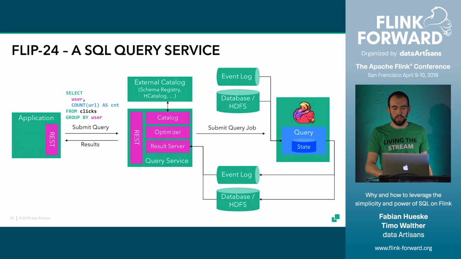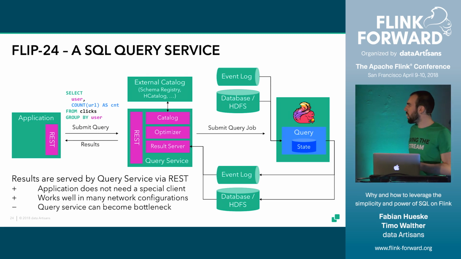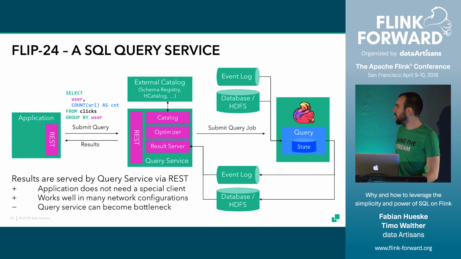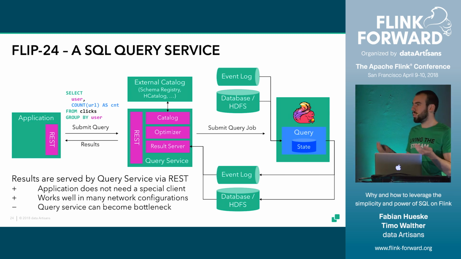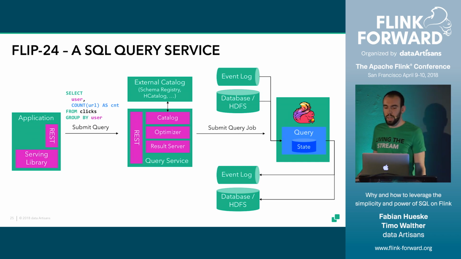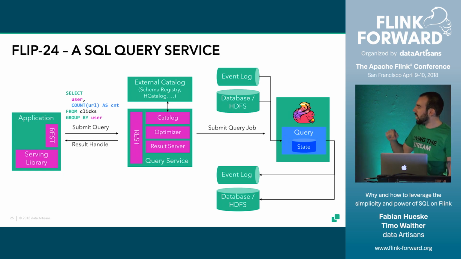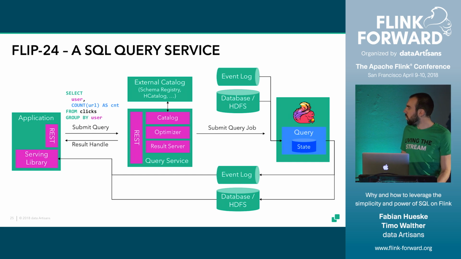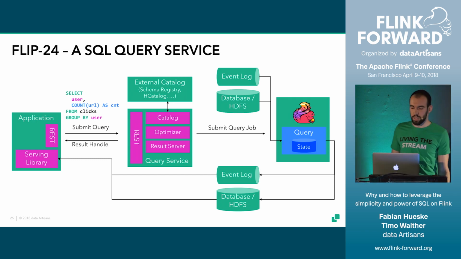Another solution would be to do it a little bit differently, because in this case, as I said, applications do not need a special client. They can just access this REST API, but the problem is the query service can be a bottleneck. So actually what we want to have is that the applications can still run even though the query service goes down, right? So we imagine something like a serving library. This serving library will get back just a handle to the result from the query service, so that the application can then access the event log or the database on its own. So the query service is just a submission client, and the application is standalone, basically.